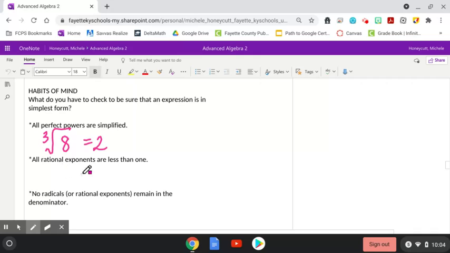Second, all rational exponents are less than 1. So if I have x to the 5/2, that is something that can be simplified. I want that exponent to be less than 1, and we will work on that.